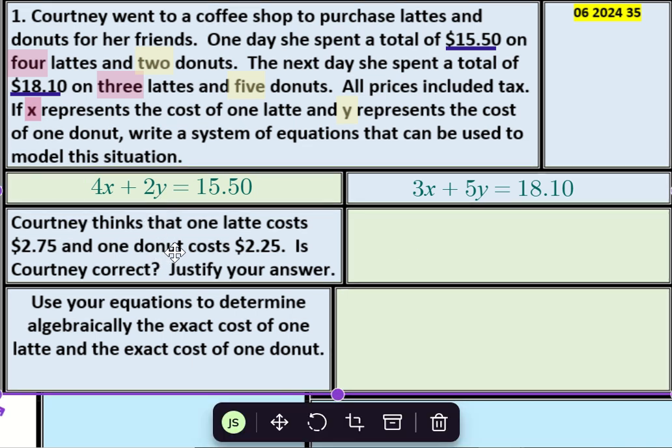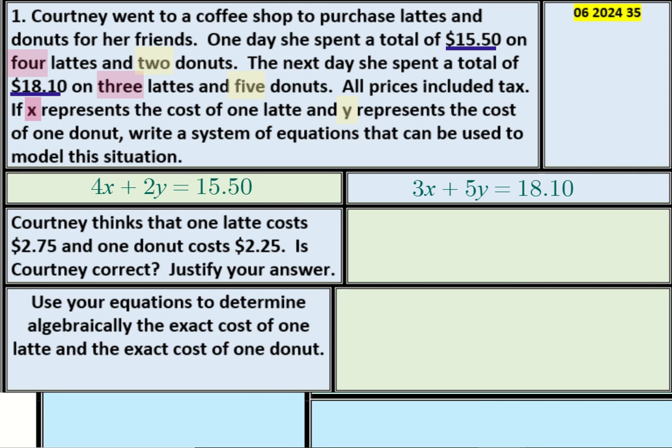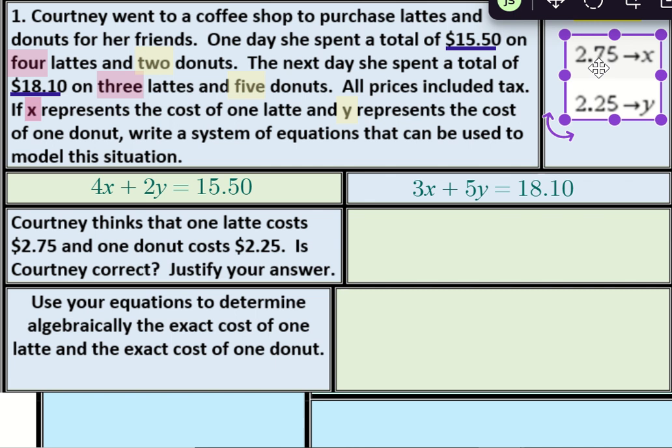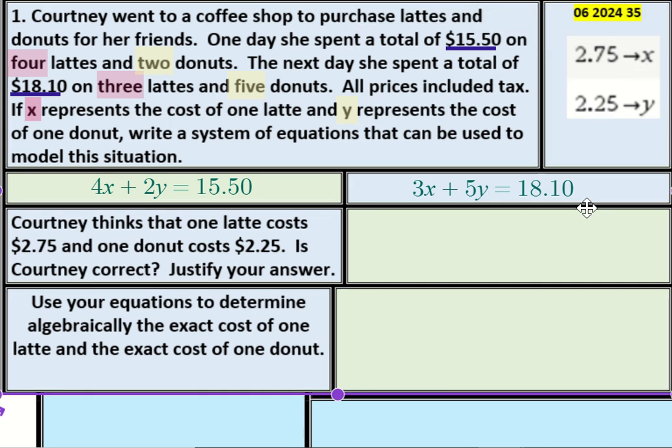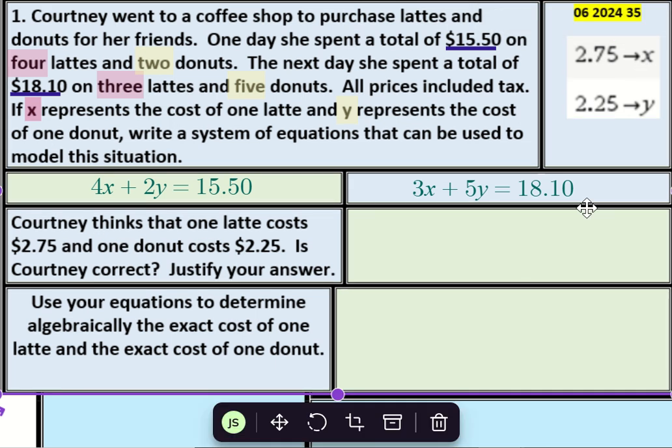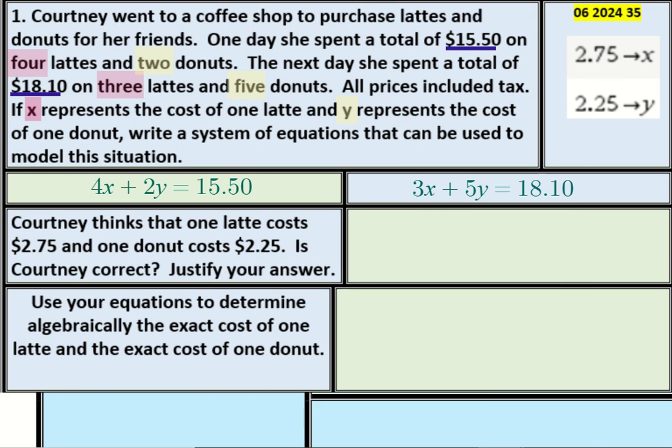Courtney thinks that 1 latte costs $2.75 and a donut costs $2.25. Is Courtney correct? Justify your answer. So I want to use the graphing calculator to substitute these values in. So the first thing I'm going to do is store them in my calculator. 2.75 store x, 2.25 store y. And now we can open our TI-Nspire graphing calculator.